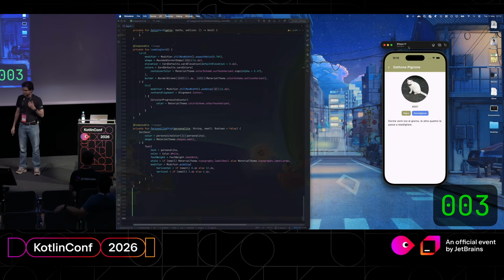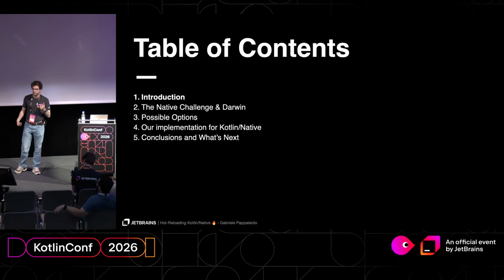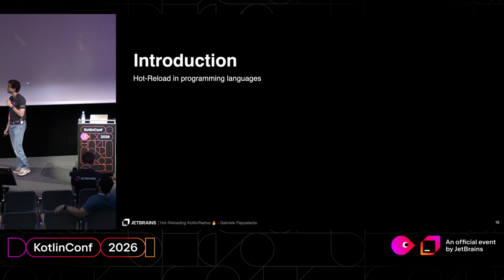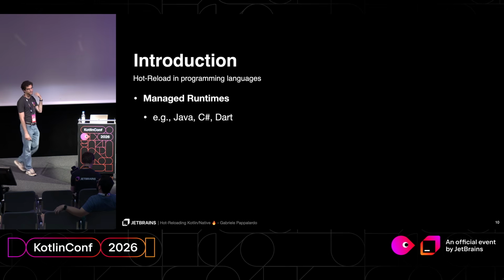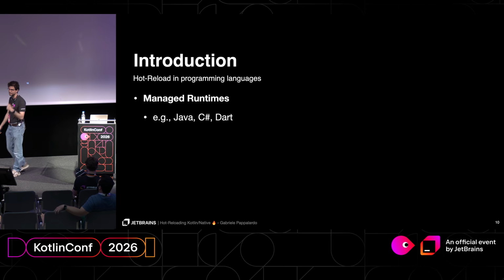But of course, there is more to it. So let's take a look to understand what's going on. First, auto-reloading programming languages can be categorized in two parts. We have languages with managed runtimes, like, for example, Java, C#, or Dart, where there is a virtual machine giving some assistance regarding class reloading and some metadata information.